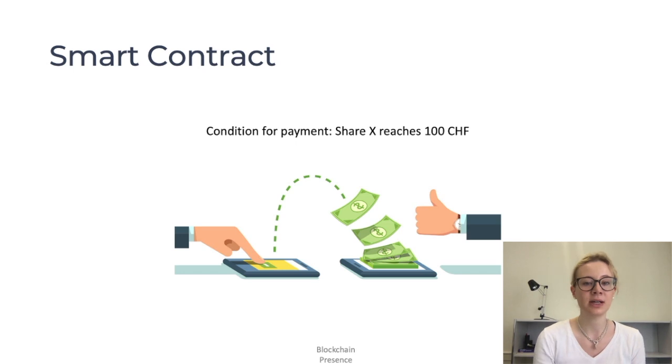Okay, so smart contracts are already used in various domains. In the financial sector, a payment can, for example, be contingent on an event. The event could be a share reaching a certain price, so the system will only make the payment when this condition is met. Okay, let's continue.